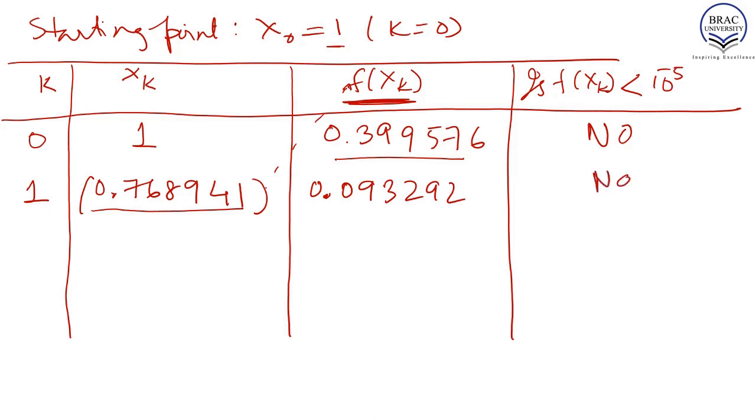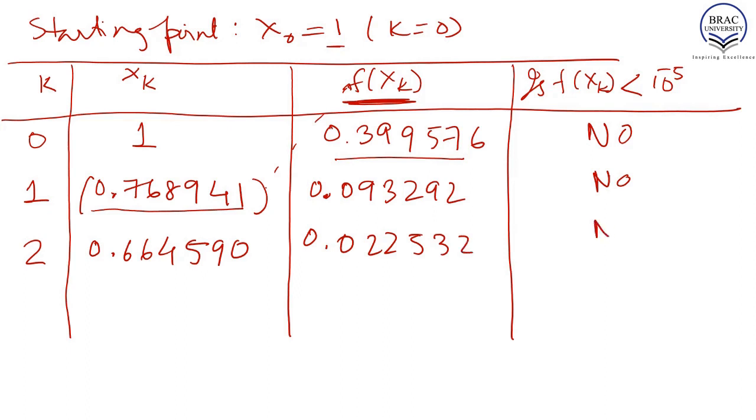And then we compute the second iteration point, then it will be 0.6644590, and f of x will be 0.022532. The answer again is that it is not within the bound. And then the third iteration point, I'm repeating again, this third iteration point is 0.615033.